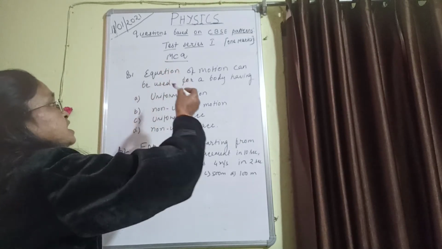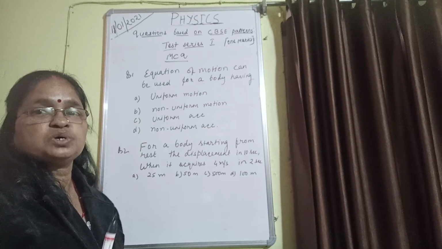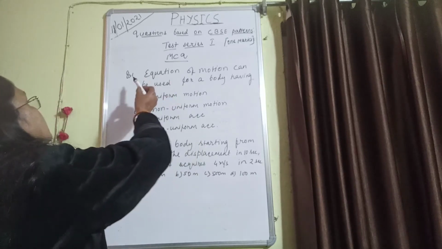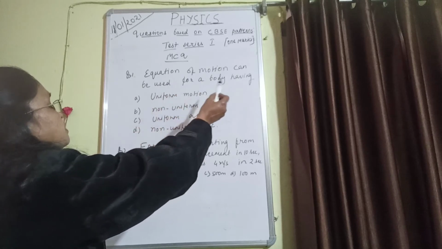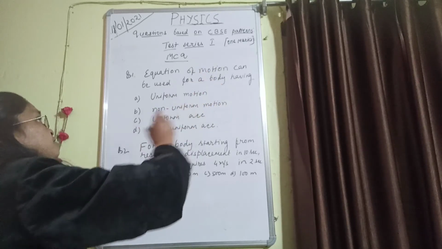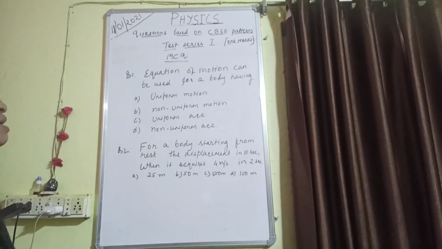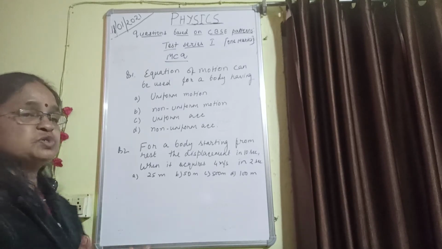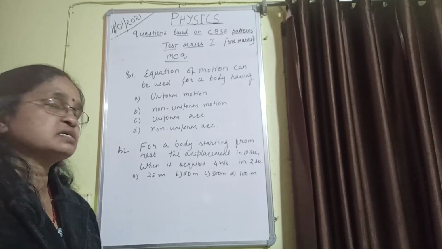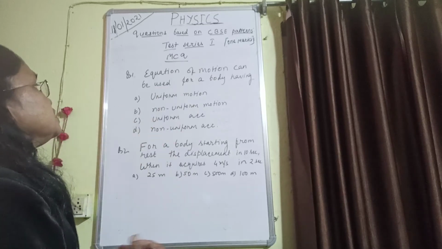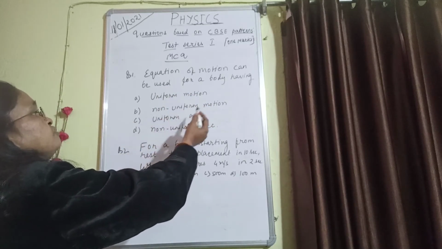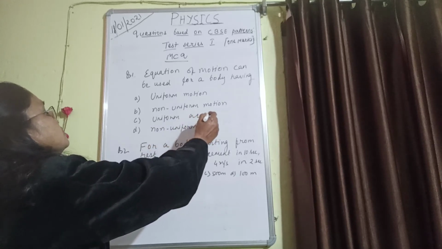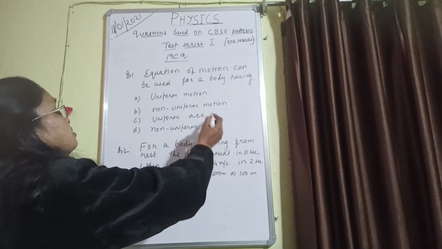Now the next type is MCQ, multiple choice based questions. So the first question is, the equation of motion can be used for a body having, for which type of motion can we use the equation of motion? First, uniform motion, non-uniform motion. Second, uniform acceleration, non-uniform acceleration.